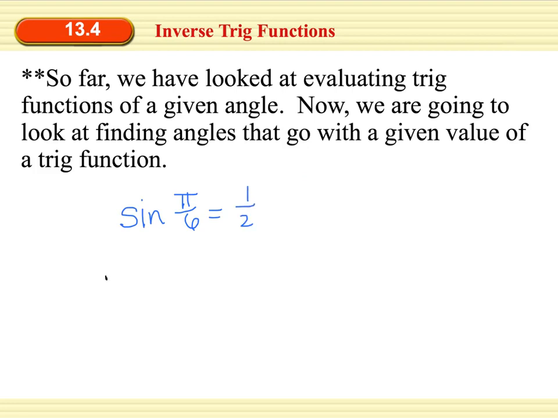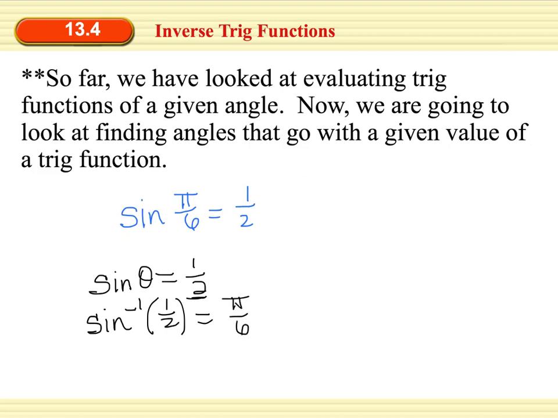Now what we're going to look at is something where we have sine theta is equal to 1/2, and we have to think to ourselves, what angle measure on that unit circle will give me a value of 1/2 when I type in the sine of that angle? In order to solve this, we're going to use what we call the inverse sine function. We take the inverse sine of 1/2, and depending on what mode we're in, you should come up with either pi over 6 radians or 30 degrees.